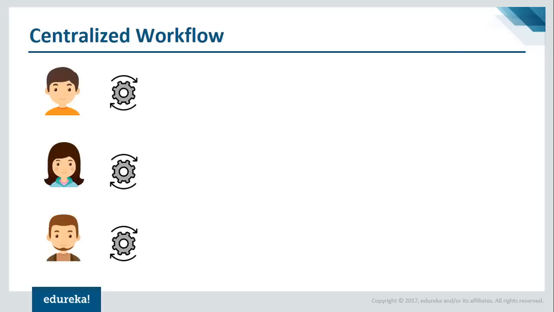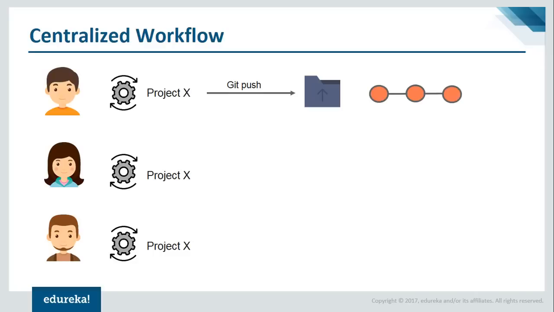So now let's say that we have three people. We have Bob, Alice, and Jake, and they are working on a project X. Let's say that Bob makes changes in the project, commits it, and then pushes it into the central repository. So his changes will be published into the repository with his recent commits.